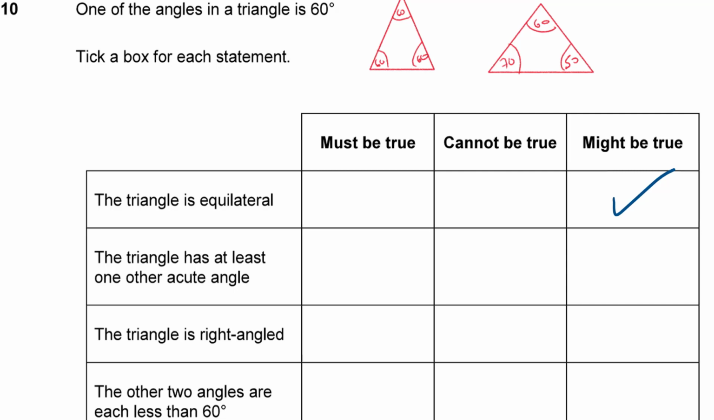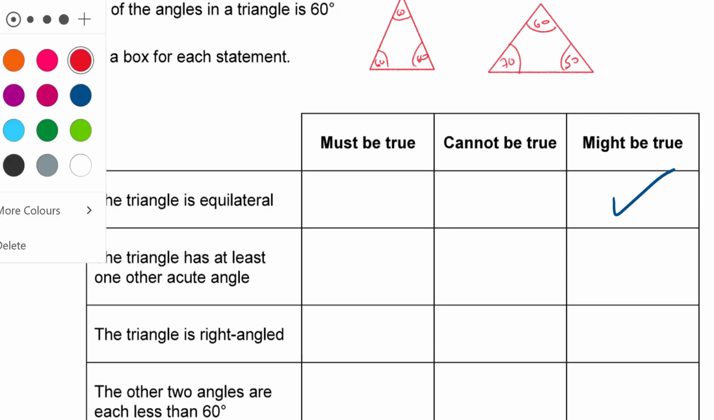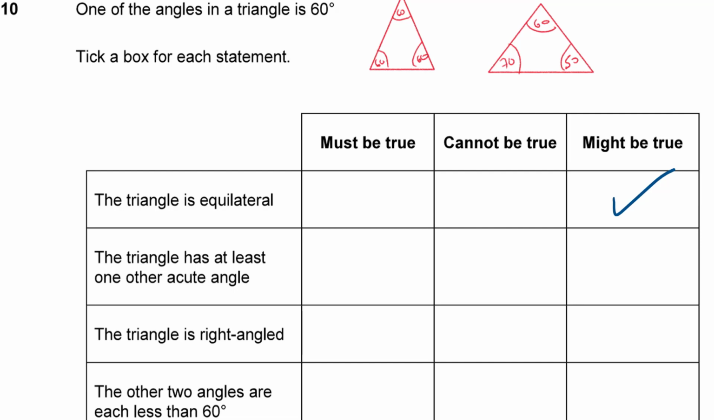Okay. The triangle has at least one other acute angle. At least one other. Is it possible that neither of them would be acute? So if that wasn't true, then both of the other angles must be not acute.